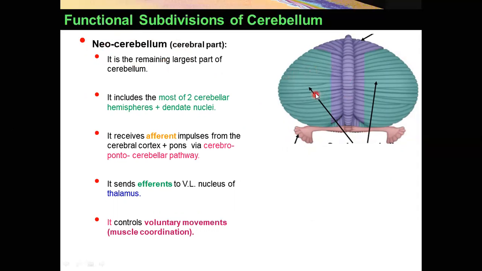And the neocerebellum is the remaining largest part of the cerebellum, which includes most of the two cerebellar hemispheres plus the dentate nucleus. The cerebral part of the cerebellum receives afferent impulses from the cerebral cortex via the cerebropontocerebellar pathway. The neocerebellum sends its efferents to the VL nucleus, the ventrolateral nucleus of the thalamus. And the neocerebellum controls voluntary movements, the muscle coordination during voluntary movements.